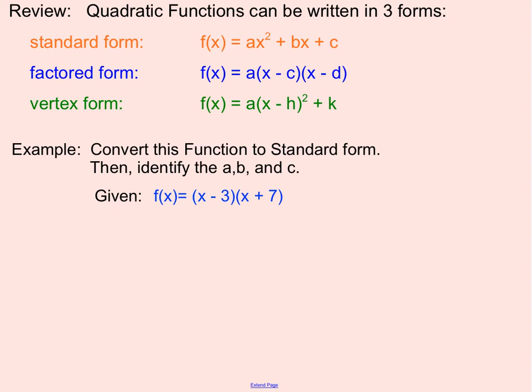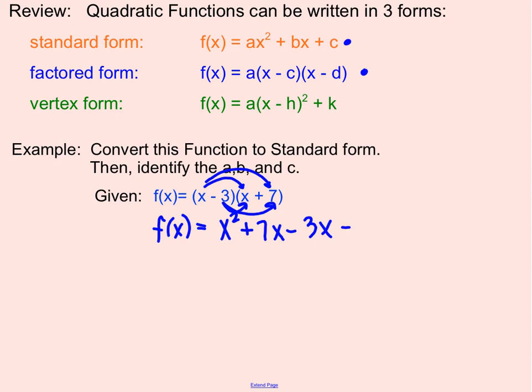I just want to review with you how you could convert a factored form equation into standard form. So here's a function in factored form. If you have a binomial times a binomial, you could FOIL this out. You take first, which is x squared, outside, 7x, inside, negative 3x, and last, negative 3 times negative 7 is negative 21. So your function now has been converted to standard form.